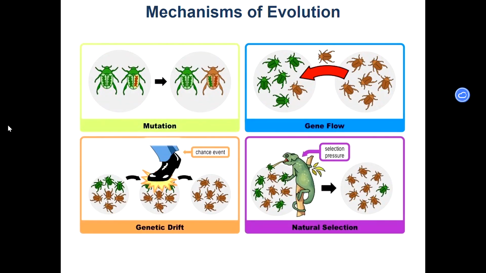So here are the mechanisms of evolution. We have mutations, which occur randomly. We can have gene flow, which is where organisms go from one group to another. So if these brown beetles somehow are able to get to this population of green beetles, we now have gene flow, so they can mate with each other. We introduced a new allele. We have genetic drift, which is by chance. And we have natural selection, which includes sexual selection, which is an example. Sexual selection is non-random mating.